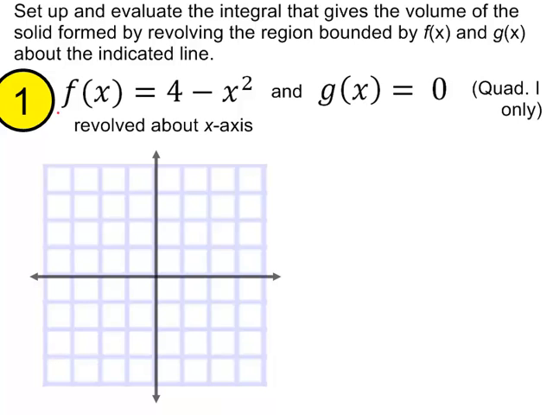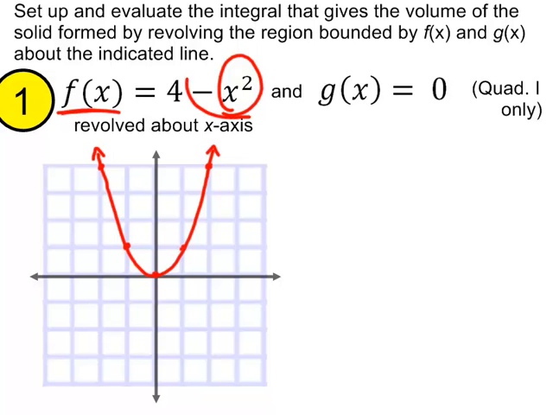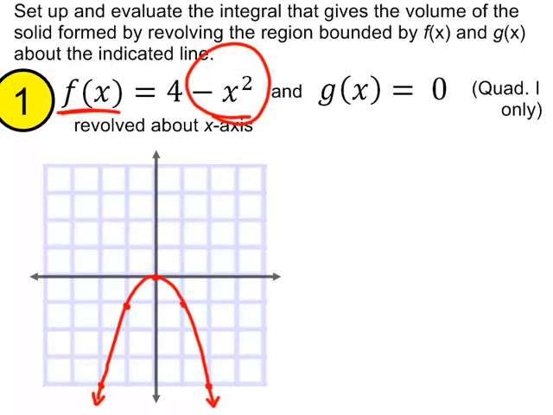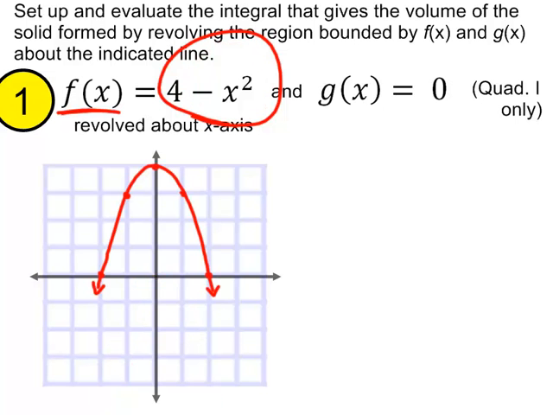Let's start with f of x, and let's focus on the basic parabola, x squared. Okay, this minus or negative in front of the x squared tells us to flip it across the x-axis. And then adding this 4 in front tells us to translate up 4 units. So there's our f of x. And g of x is even easier. G of x equals 0. That's just a horizontal line right on top of the x-axis.